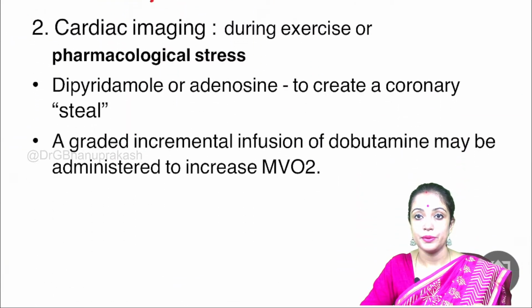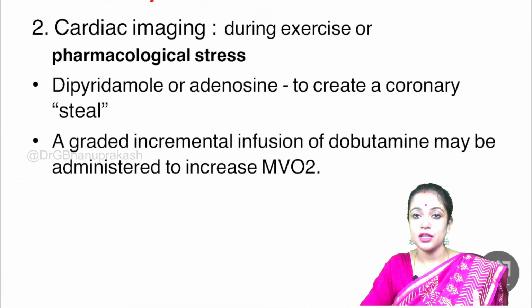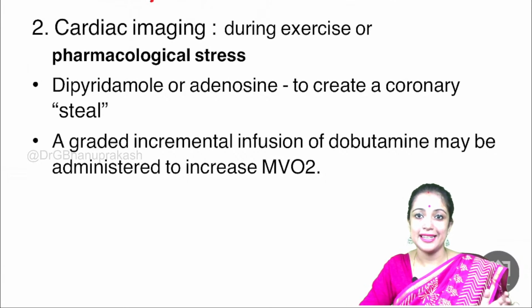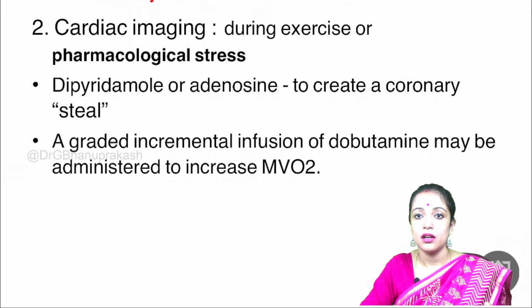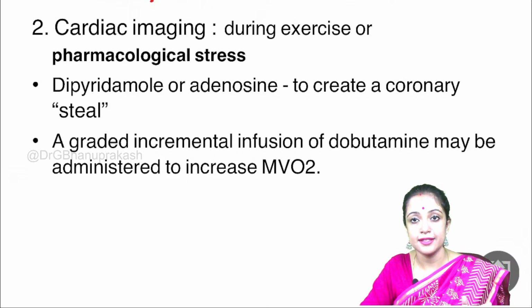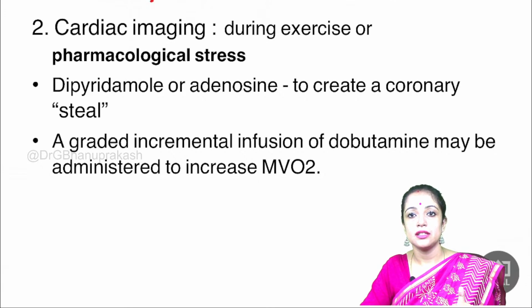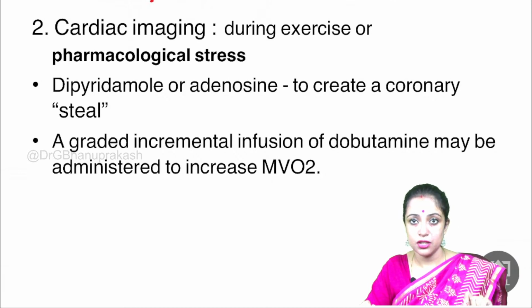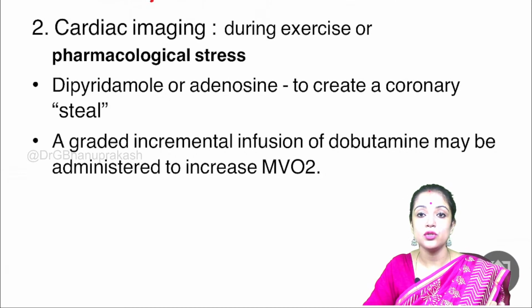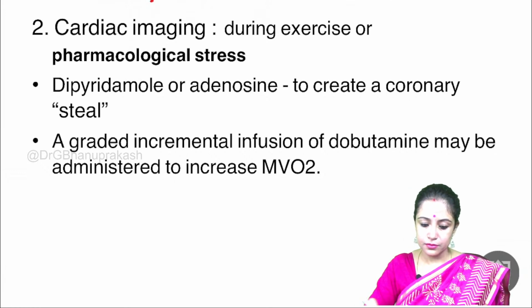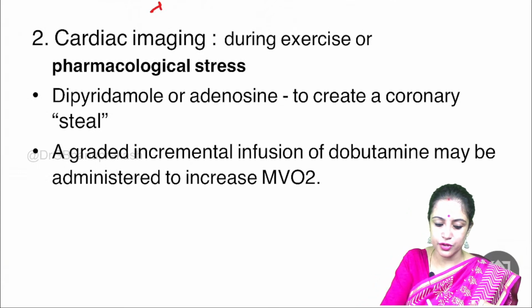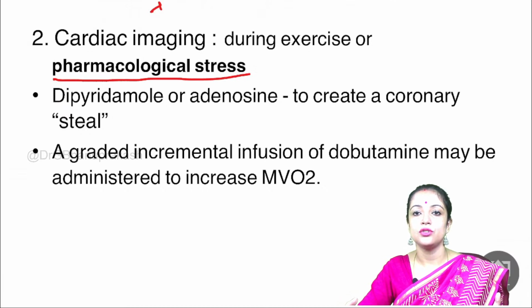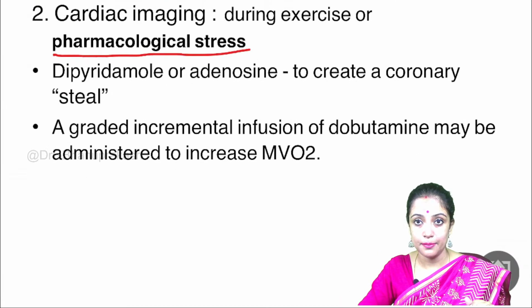Cardiac imaging. Many times we need to depend on cardiac imaging because many patients are not able to do a treadmill test or exercise stress test. Suppose the patient has contraindications to exercise stress test, or is obese and cannot exercise. These conditions will not allow a treadmill test, so we need to do cardiac imaging with pharmacological stress. Pharmacological means we use certain drugs to do the cardiac imaging test.